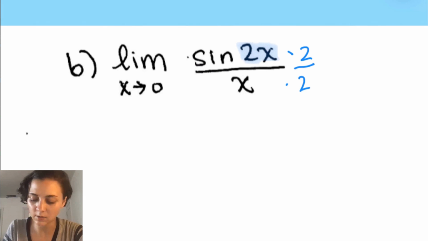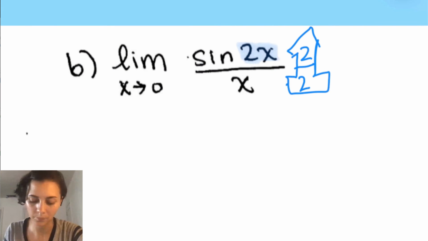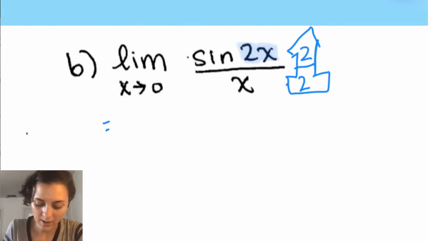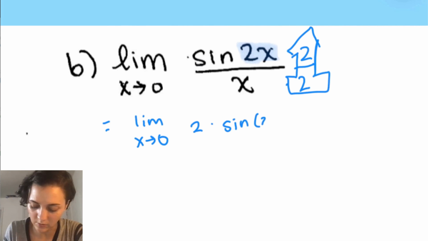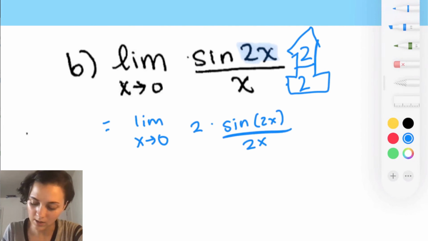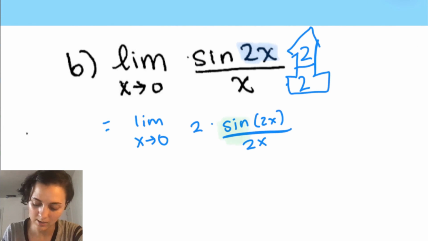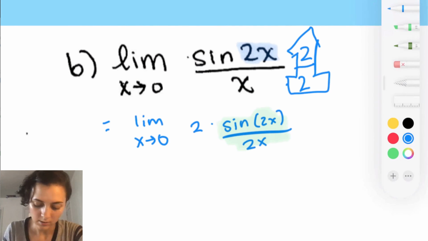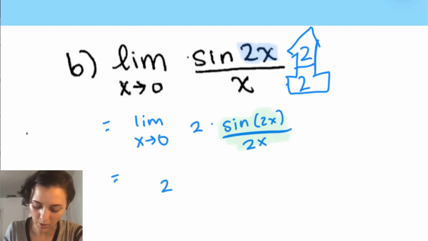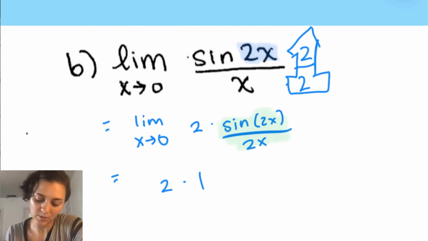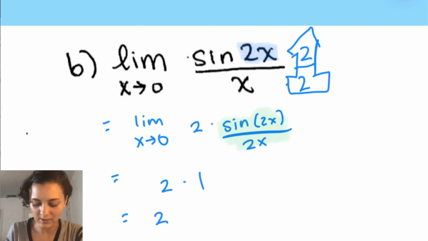So this is legal. I'm just multiplying by 1. Totally cool. And so I can rewrite this like so. This would be 2 times sine of 2x over 2x. And now I see right here is my special trig limit. That thing equals 1, and I just multiply it by 2. So this is my 2 from right there, and then my special trig limit equals 1. So my final answer is 2.